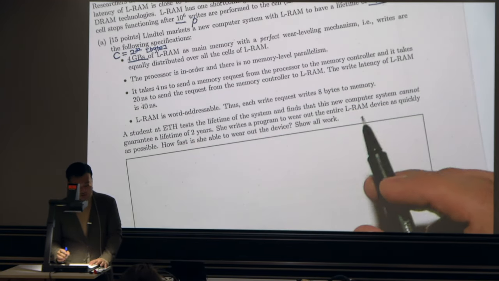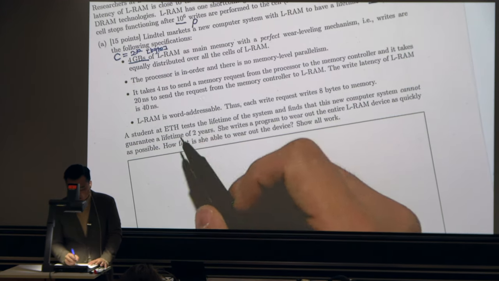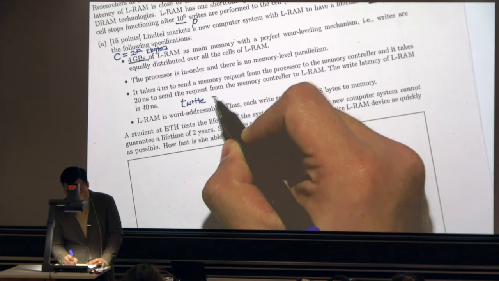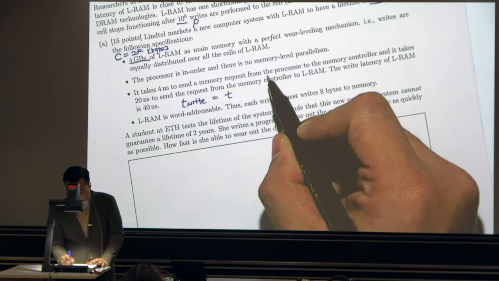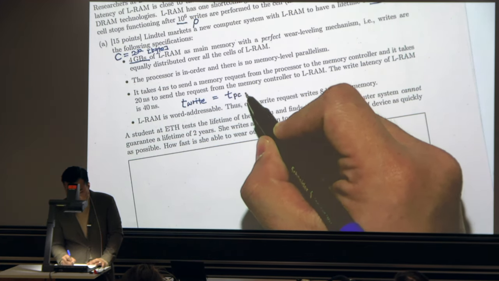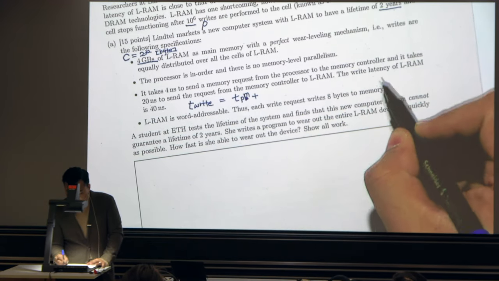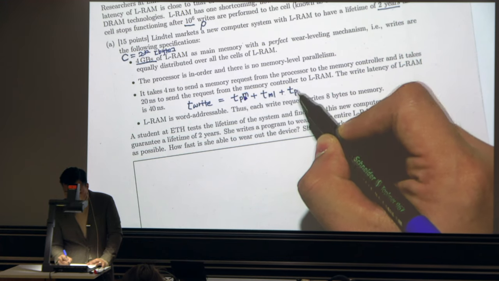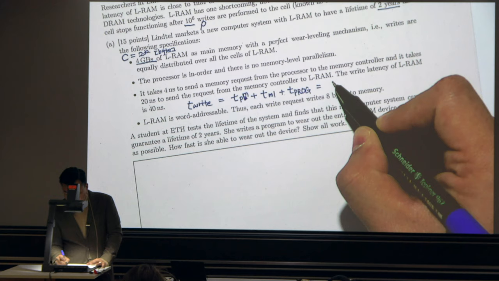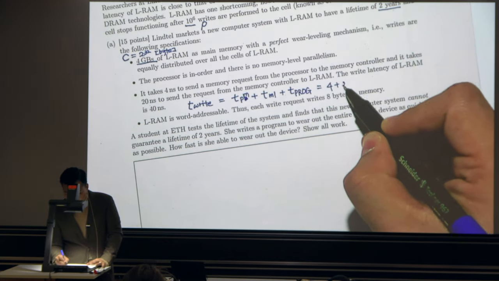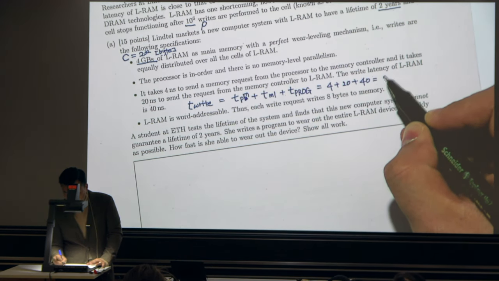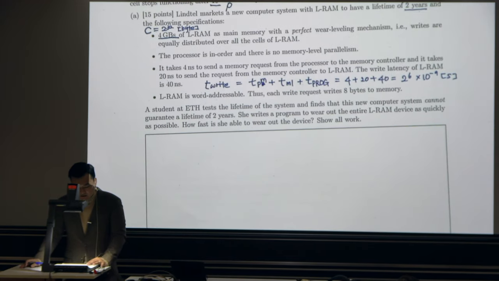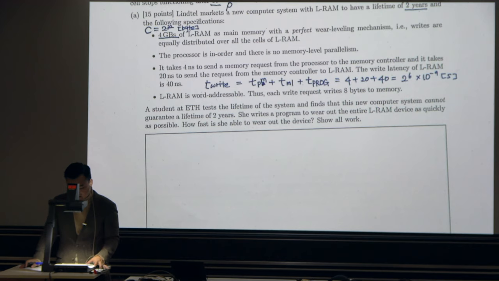So to write data to an LM cell, the total time, let me put this as T write, is the transfer time from the processor to the memory controller, let's put this T PC, plus another transfer from the memory controller to LM, T CM, and the program latency of LM, and it's 64 nanoseconds. And LM is word addressable, thus each write request has a size of 8 bytes to memory.